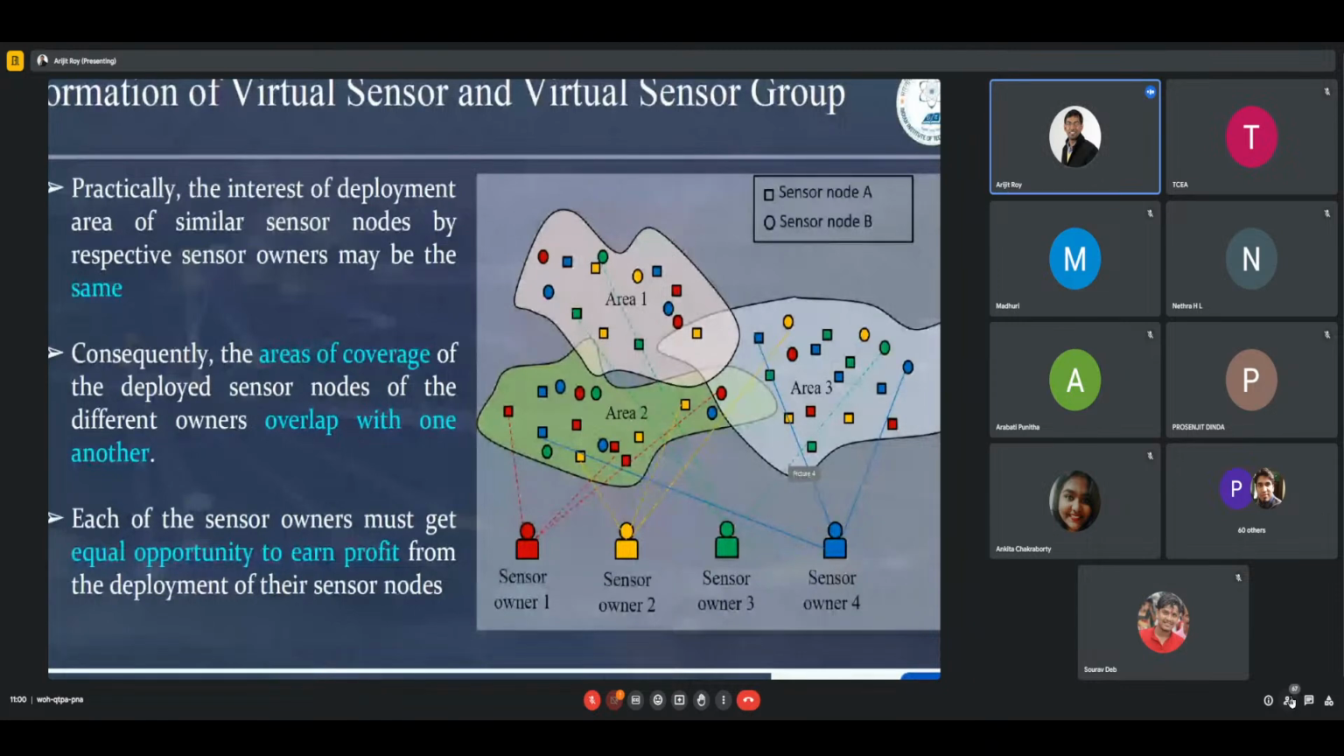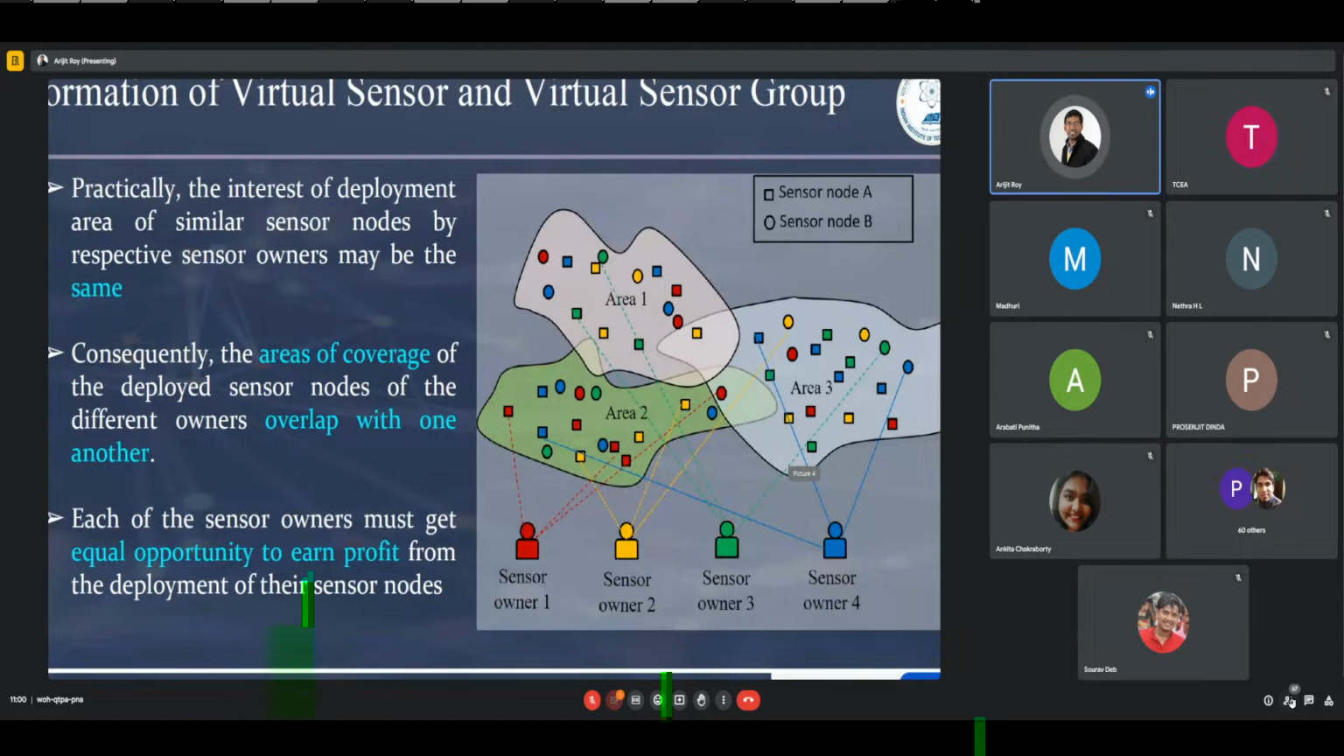The same thing will be done by another tea seller, right? In the same way, multiple sensor owners will think that way: why should there be a restriction on the deploying area? They may wish to deploy the sensor node in any location as per their wish. So automatically there will be a situation where the deployment regions will be overlapping.